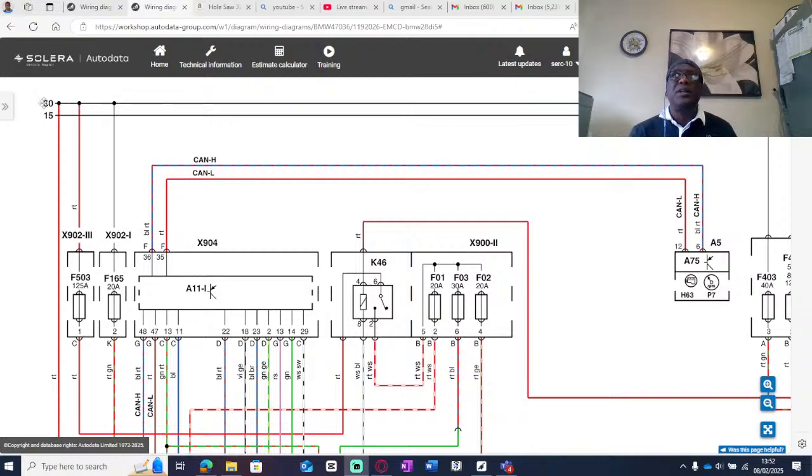We said 30 is permanent live, and then we said 15 is ignition live. So anything that has got 30, it means that the battery permanent live is on. If you go with your multimeter, if the battery is 12 volts, you're going to find 12 volts. If it's 24 volts, you're going to find 24 volts.